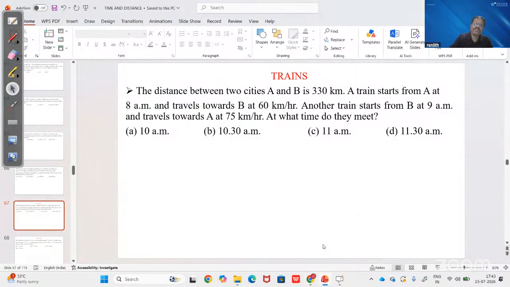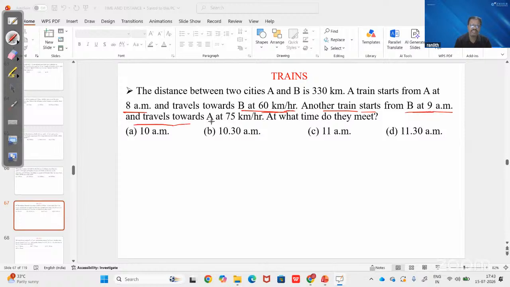The distance between two cities A and B is 330 kilometers. A train started at 8 a.m. travels towards B at 60 kilometers per hour. Another train starts from B at 9 a.m. travels towards A at 75 kilometers per hour. At what time do they meet? So distance between A and B equal to 330 kilometers.